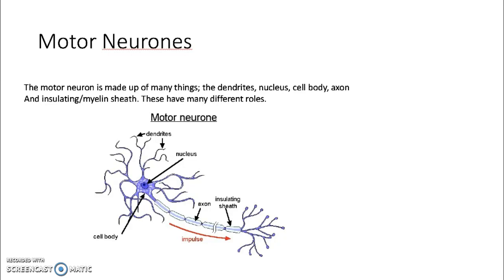The myelin sheath is a protective fatty covering of the axons, other than the nodes of Ranvier, which are the bare bits of the axon. The myelin sheath insulates axons and speeds up impulses.